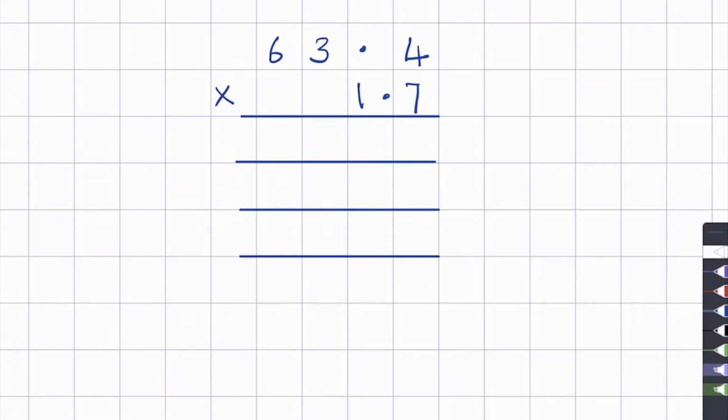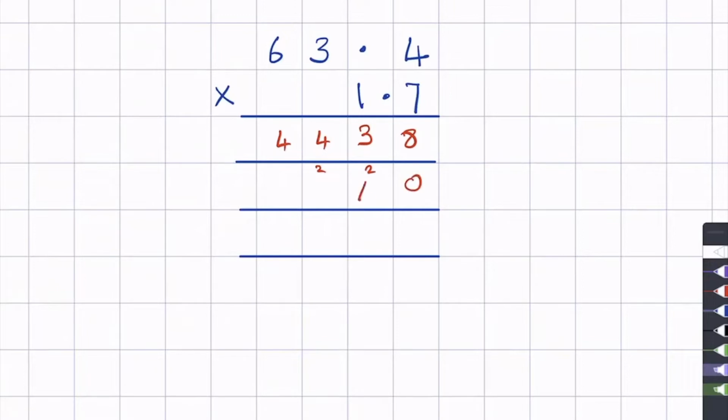So 7 times 4 is 28, carry the 2. 7 threes are 21, add the 2, which is 23. 7 sixes are 42, add the 2, which is 44. I then move to the 1, and I start with the 0 first.